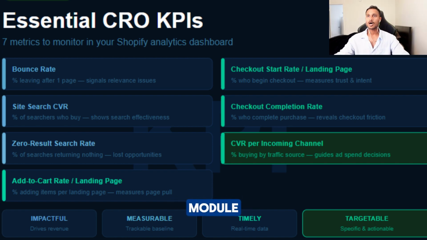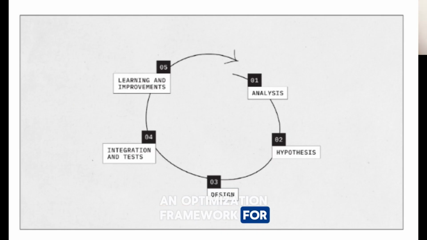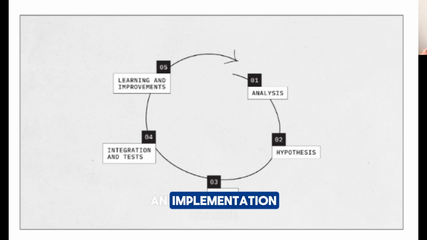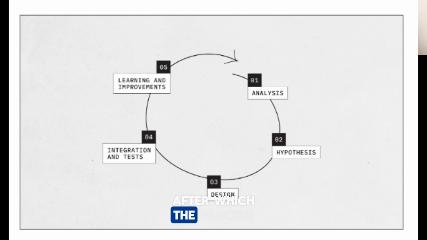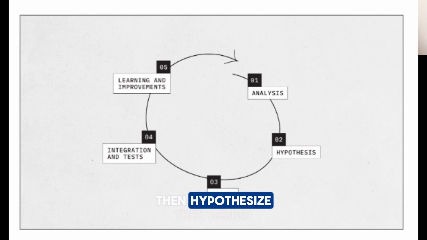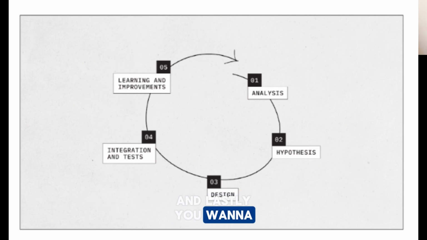Moving to the next module, optimization framework. An optimization framework for conversion rate optimization is a structured, cyclical approach that starts with a question or an observation, moves through data collection and analysis, and ends with an implementation change, after which the process begins again. In this image, you can see that step one is to analyze, then hypothesize, then design and integrate, and test, and lastly, learn and improve on what you've done.